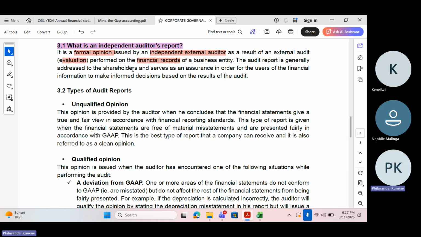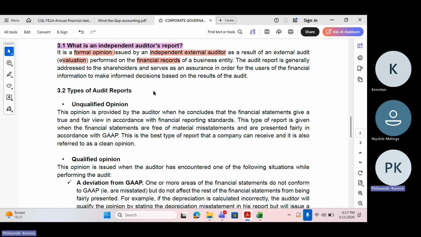If they are not correct, they're going to issue an opinion on that. If they are correct, they're going to issue an opinion on that. They cannot issue an opinion without checking the financial statements together with the supporting documents. That is the evaluation that we're talking about. They perform this evaluation by doing what? By checking the financial statements, by checking the supporting documents, because you cannot record something on the income statement when there is no supporting document for that.